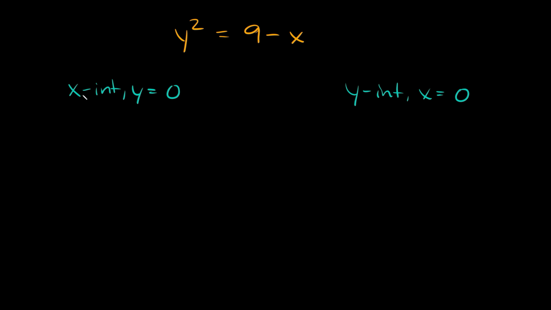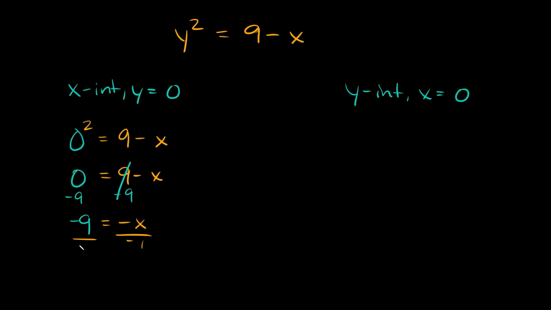All right, so starting by finding the x-intercept, let's plug in a 0 for y. So here we're going to get 0 squared is equal to 9 minus x. So here we get that 0 is equal to 9 minus x, and then here we can subtract 9 from both sides, those cancel out. So we get negative 9 is equal to negative x, and here we can divide both sides by negative 1 to kill those. So here we get that 9 is equal to x. All right, so that's the x-intercept for this equation.